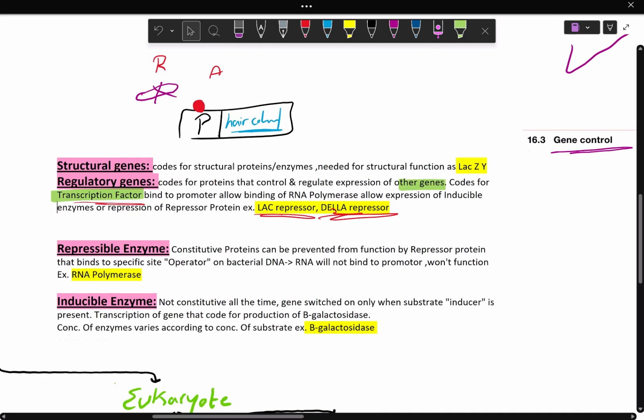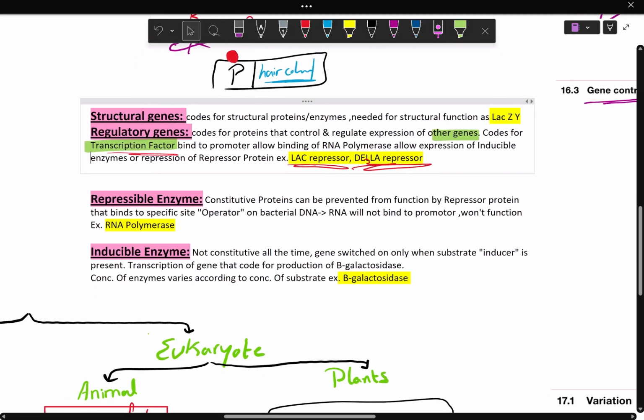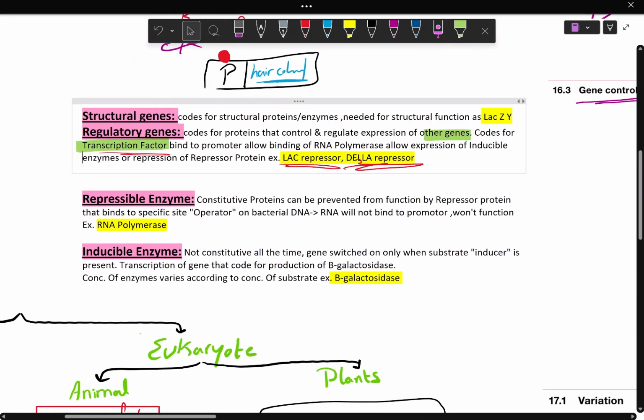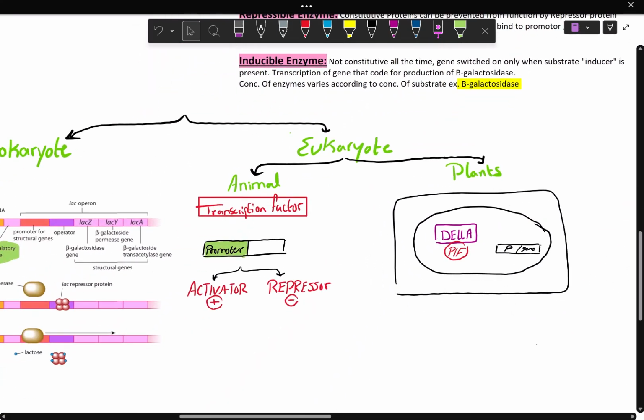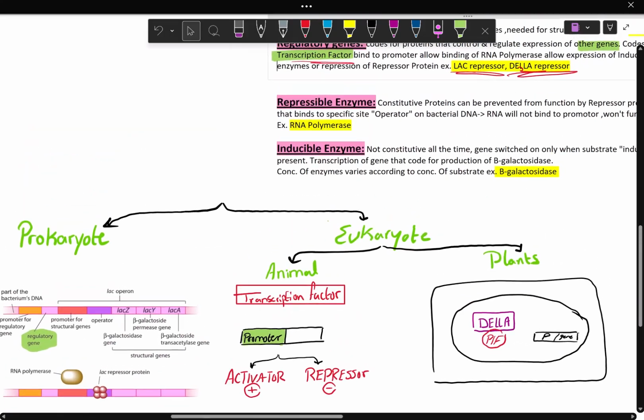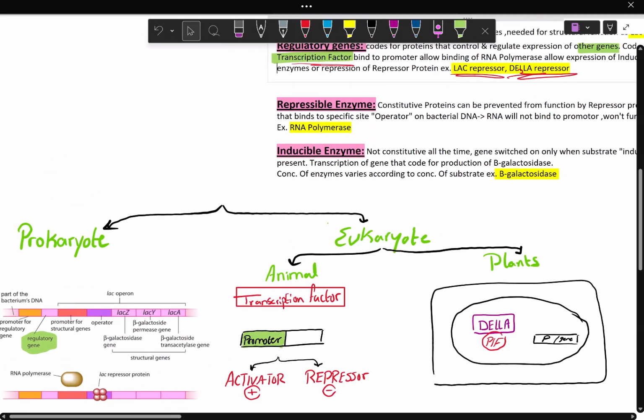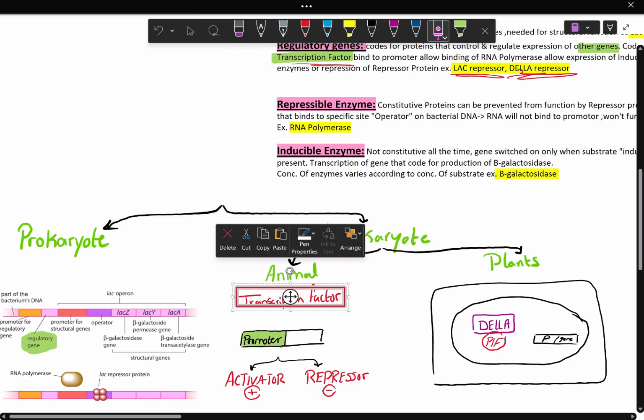Next thing is 2 types of enzymes you should know. There is something called a repressible enzyme and something called an inducible enzyme. We're going to take the example of the lac operon so you understand those, because I feel like it'll be useless to make you understand it without the example, and then we're going to come back to this.